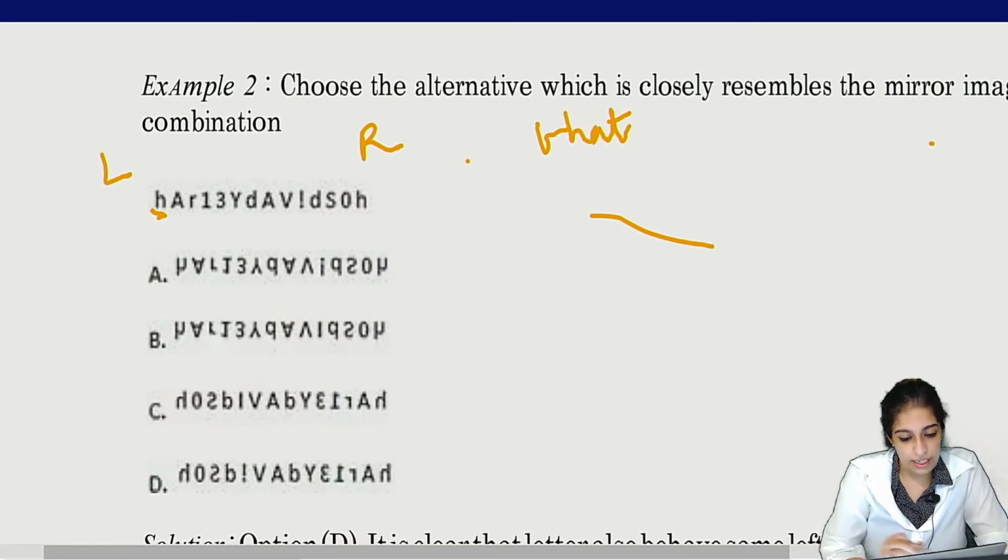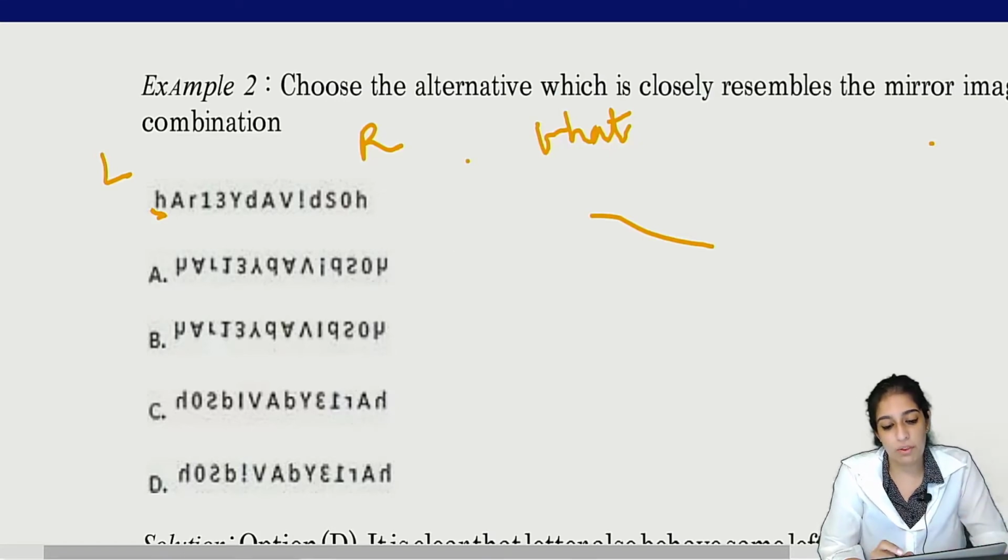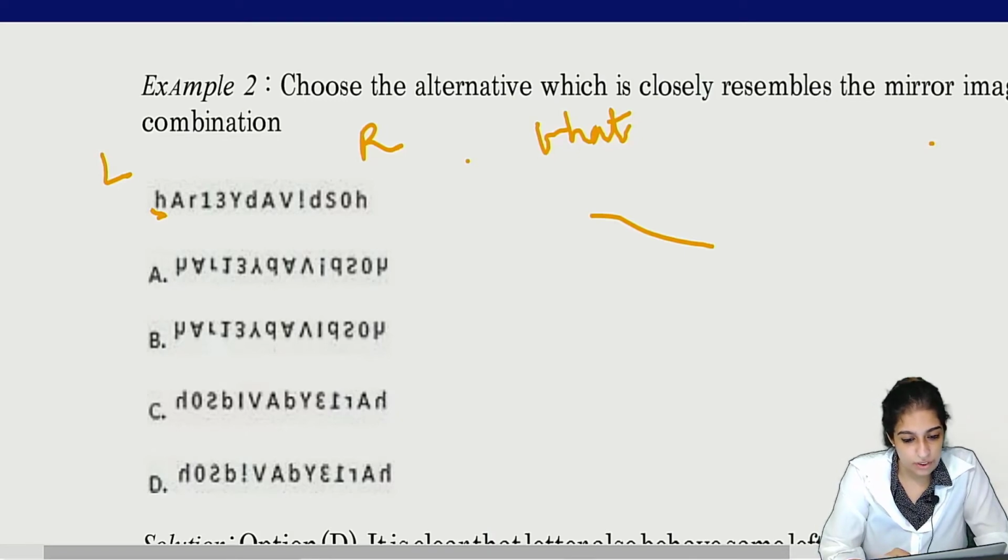So it cannot be A. Why can it not be A? Because H and A are on the left hand side itself, they should be on the right hand side. Okay, so this is wrong. First one is wrong. See the second one.